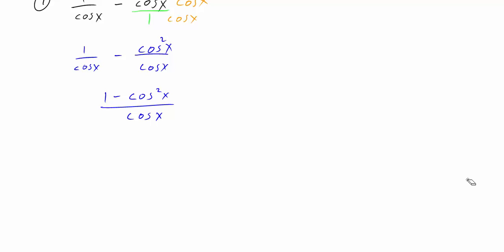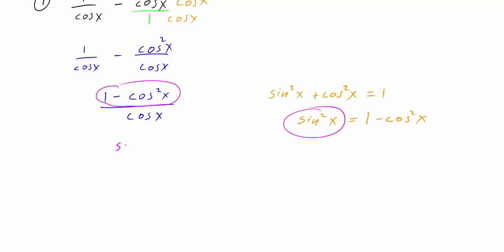All right, now we can see that we have 1 minus cosine squared on top, and this looks like one of our Pythagorean identities. And if we look closely, we will see that we have sine squared x plus cosine squared x is equal to 1. And if we were to subtract the cosine squared, we would get sine squared x equals 1 minus cosine squared x. So therefore, all of that turns into sine squared x over the cosine of x.